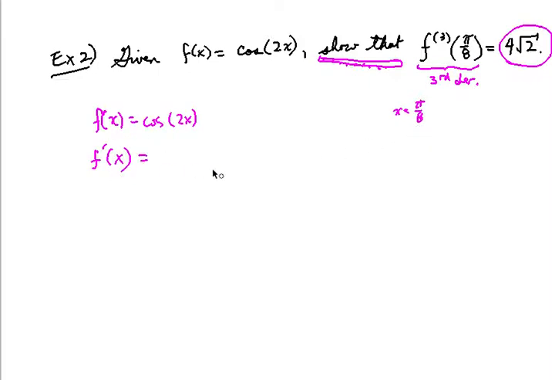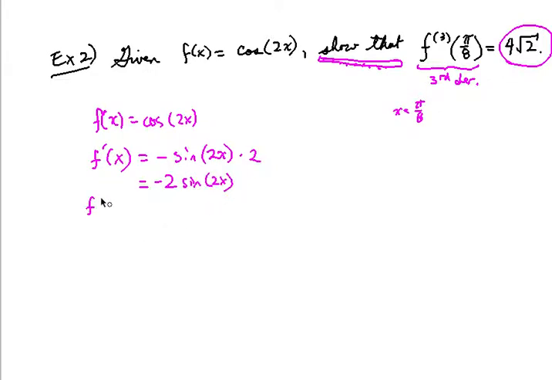Okay, so what's f prime of x? Well, what's the derivative of the cosine? That's negative sine of, and this is a mini function, so I'm going to leave 2x there, using my chain rule, times 2. Okay? Now, what is this then? This is really minus 2 sine of 2x, right?